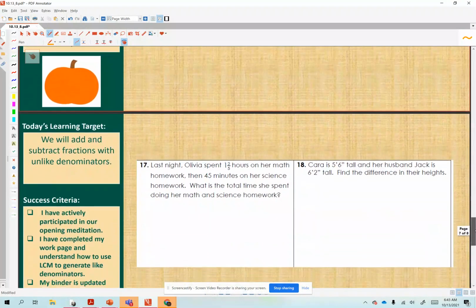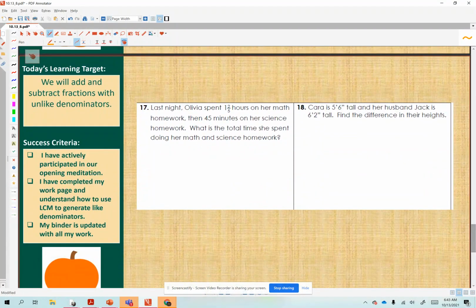So now we're at the last two problems. Last night, Olivia spent 1 2/5 hours on her math homework. Oh, good for her. Then 45 minutes on her science homework. What was the total time? So we know we're adding 1 2/5 plus 45 minutes. This is a trick question.